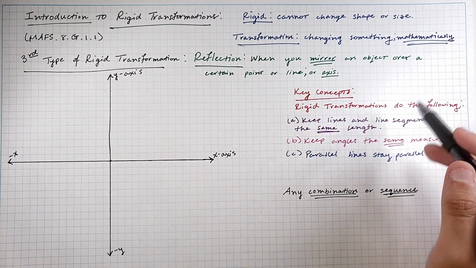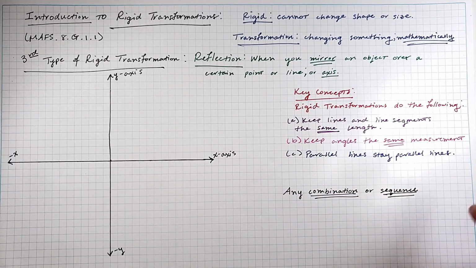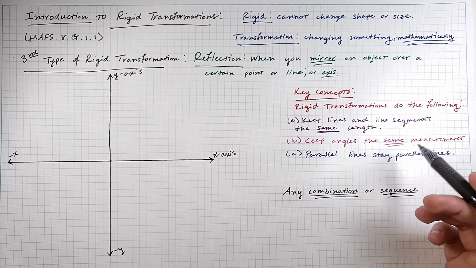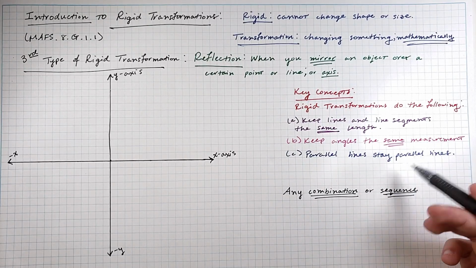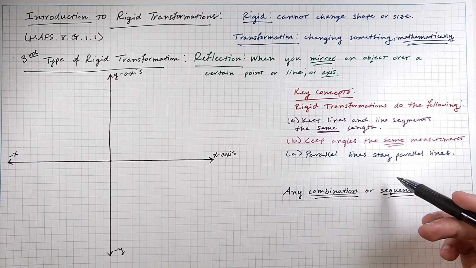Now we can go back to our key concepts, which I've summarized a little bit. Rigid transformations do the following: they keep lines and line segments the same length, they keep angles the same measurement, and parallel lines stay parallel lines.